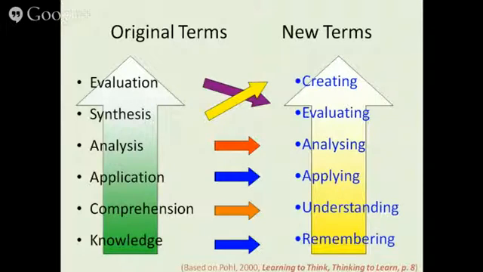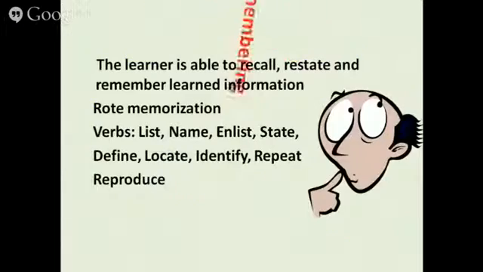Now let's deal with what we understand by remembering, understanding, applying, analyzing, evaluating, and creating, and what are the various verbs which can be used to write objectives at each level. So coming to the very first one, remembering. Remembering simply means rote memorization.